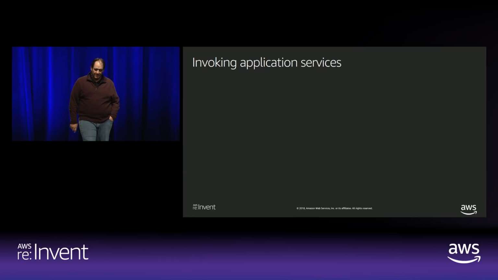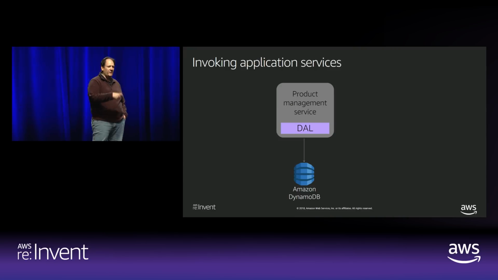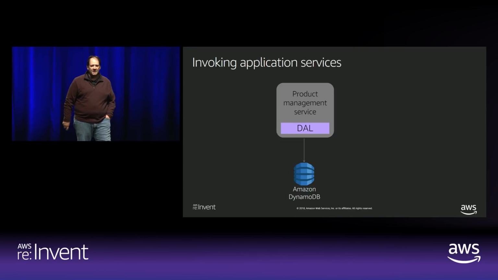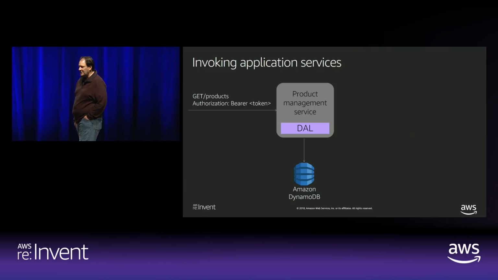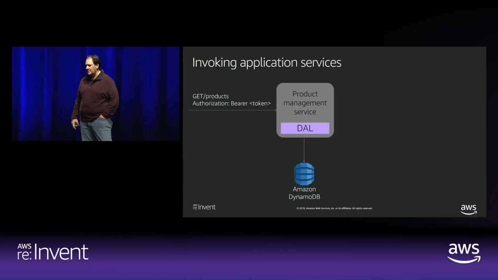So, speaking of application services, we now have the context. We're authenticated, and we want to flow into one of those application services. And now we're going to go get products out of a DynamoDB database for our product management service. We're going to take an HTTP request in, and that HTTP request is going to be just like any other HTTP request on our service. But in the header of this HTTP request is going to be a bearer token. And that token, of course, is the JWT token that I just spoke about a second ago.